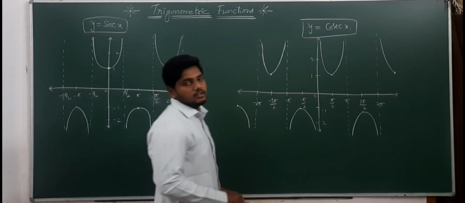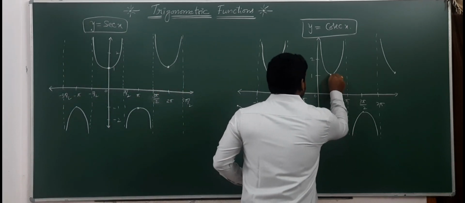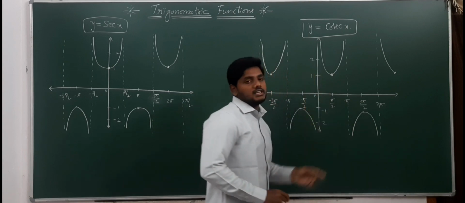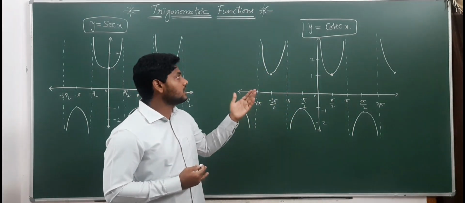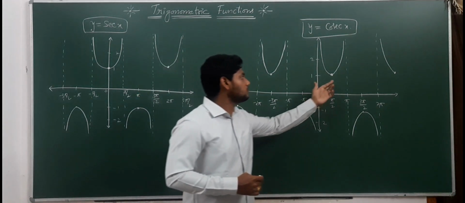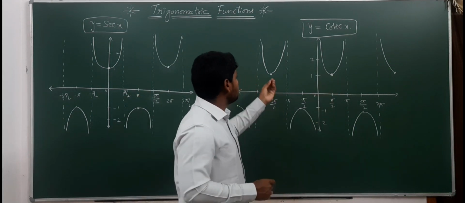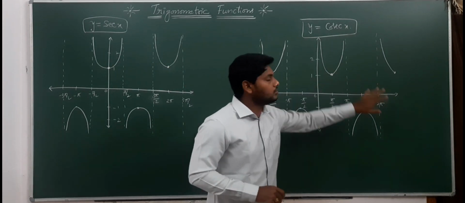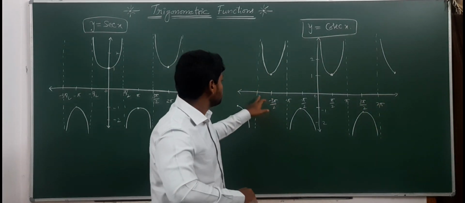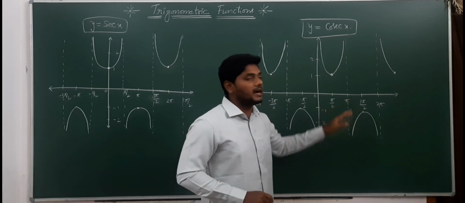When it comes to cosecant also, cosecant 90 will become equal to 1. Why? Because cosecant is nothing but 1 by sine. Sine 90 is 1, so 1 by 1 is equal to 1. So at the intervals of 2n plus 1 into pi by 2, cosecant values will be equal to 1. But at the intervals of n pi, the value will become undefined.